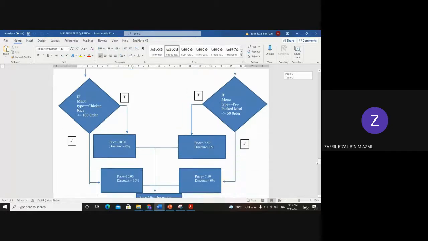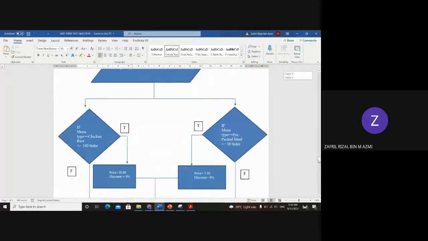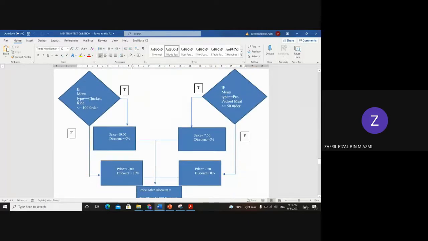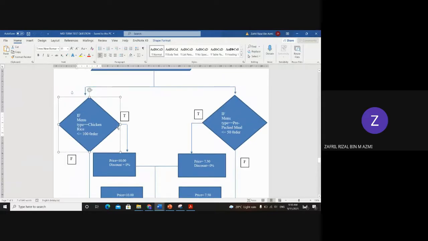Okay, this one combines straight away. You may combine, but not like this. If you combine, you need to consider all the possible combinations. This one, menu type equals chicken, and then you want to combine with rice. Is it or, or and? And.